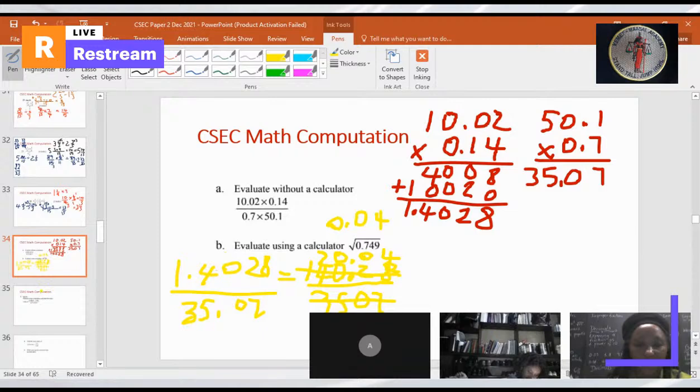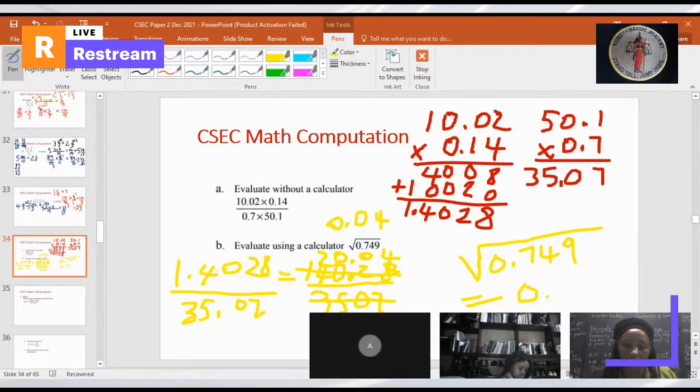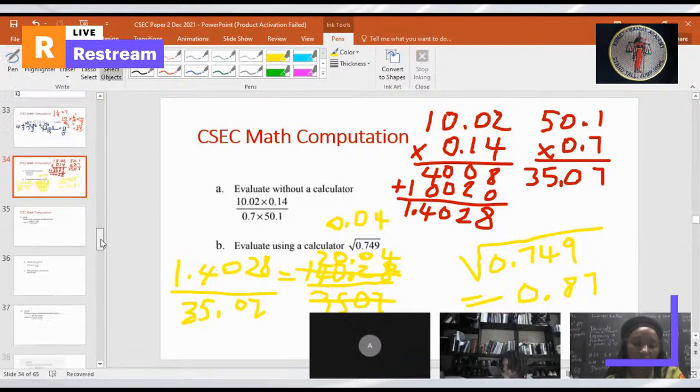Now this one, they wanted to evaluate using a calculator. So use your calculator to find the square root of 0.749. What do you get for that square root? 0.87. Flat? No, miss. 0.8654478609. All right, so okay, you can round it.